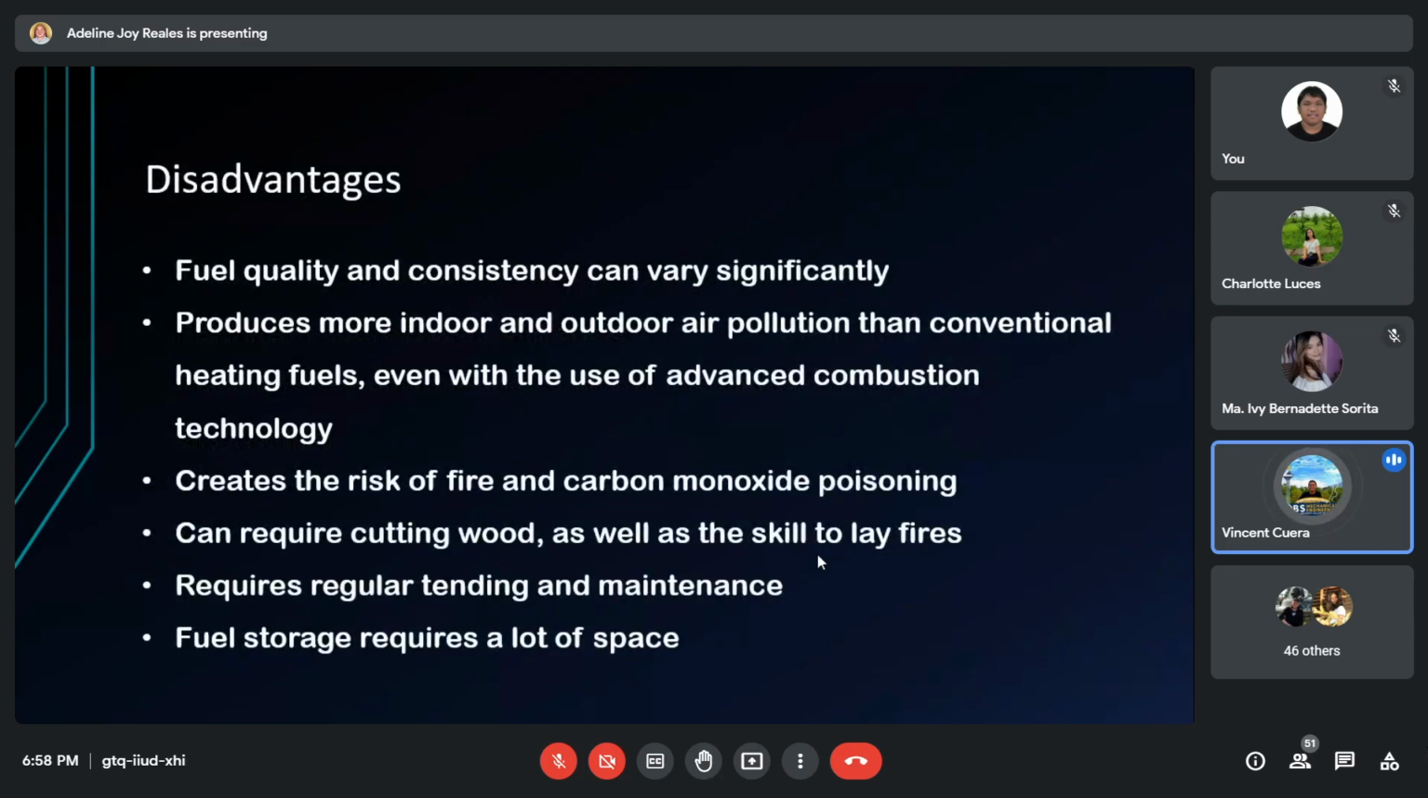So the disadvantages are fuel quality or consistency can vary significantly, produces more indoor and outdoor air pollution than conventional heating fuels, even with the use of advanced combustion technology, creates the risk of fire and carbon monoxide poisoning, can require cutting woods as well as the skill to lay fires, requires regular tending and maintenance, and lastly, fuel storage requires a lot of space. Next po.